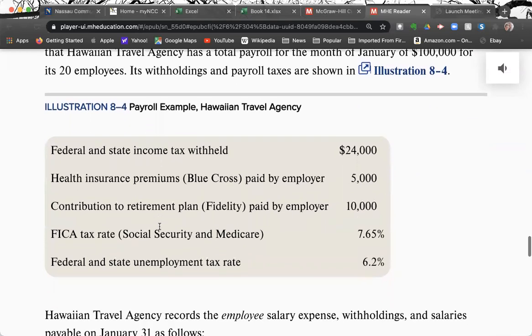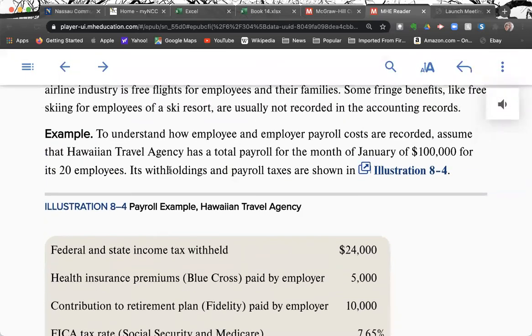Right. So here's an example. This is a company, Hawaiian Travel Agency, that has a total payroll for the month of January of $100,000 for its 20 employees, right? This is everybody, not just one person or two people. This is the whole company, 20 employees. The salaries came out to $100,000.